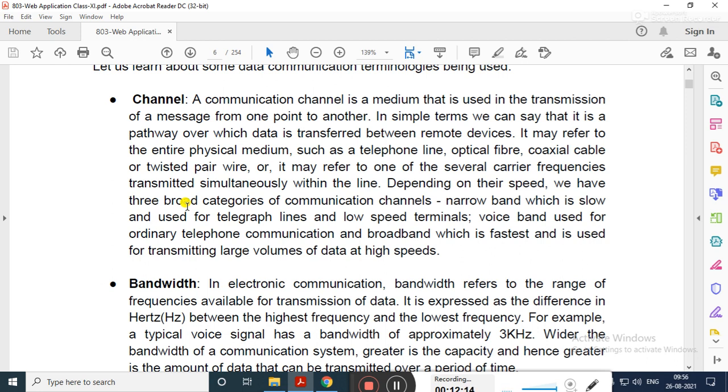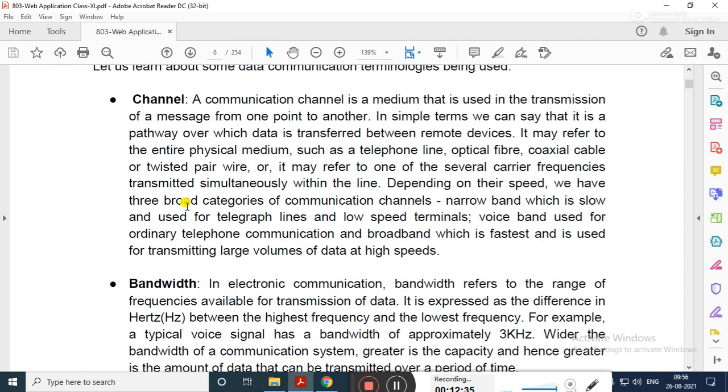it is a pathway over which data is transferred between remote devices. It may refer to the entire physical medium, such as a telephone line, optical fiber, coaxial cable, or twisted pair cable, or it may refer to one of several carrier frequencies transmitted simultaneously within the line. What is the meaning of simultaneously? At the same time, in the same way, concurrently.